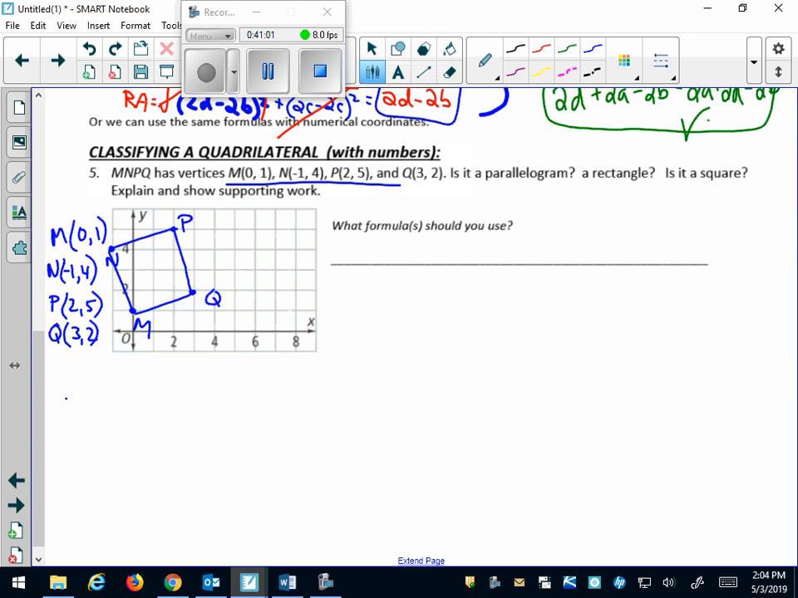So, if this is a square, what's true about it? All the sides are equal. What formula would we use to prove that? Distance. If this is a square, what else is true? All the angles are right angles. What formula would we use to prove that? Slope. So I'm going to recommend that you always start by finding 4 slopes. Four slopes gives you so much information. MN. What side are we expecting to be the same slope as MN? Probably PQ, so I'm going to do that one next. And the other 2 slopes then are NP, and what's probably the same as that? MQ.